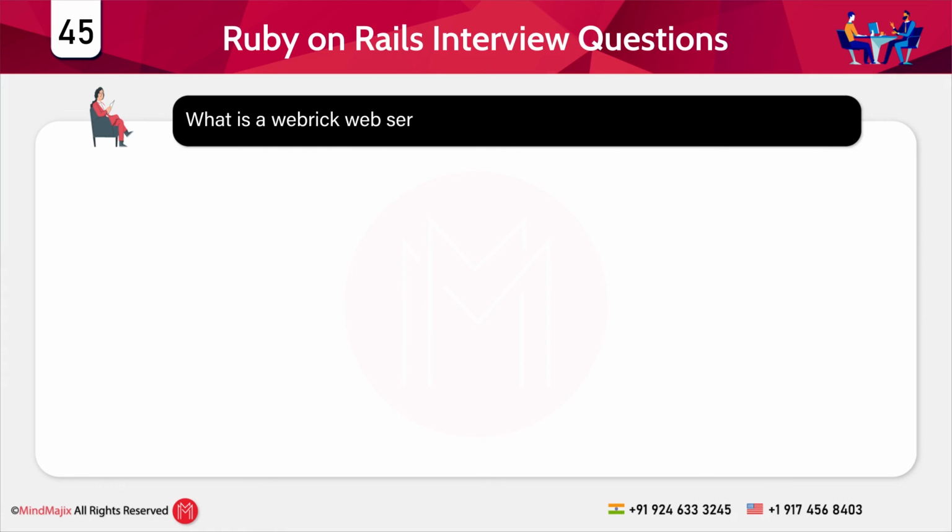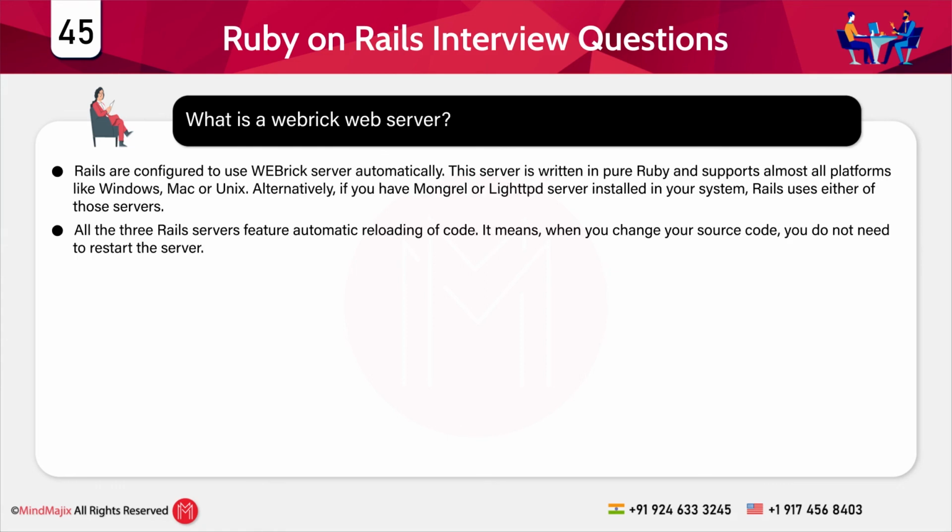What is WEBrick server? So when we run the server using the rails s command, after that the server is started. On that server, our application will be run. So in some applications, the WEBrick server is used. In some Rails applications, the WEBrick server is inbuilt and it is used. Rails is configured to use the WEBrick server automatically, because it is inbuilt with the Rails software.